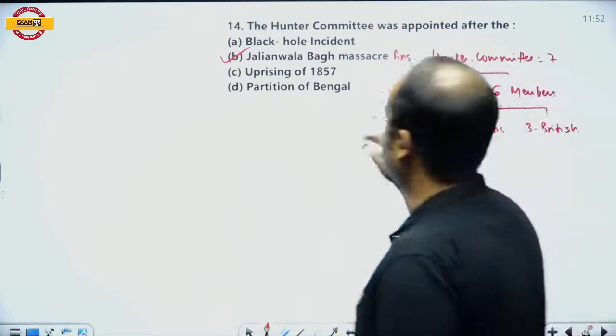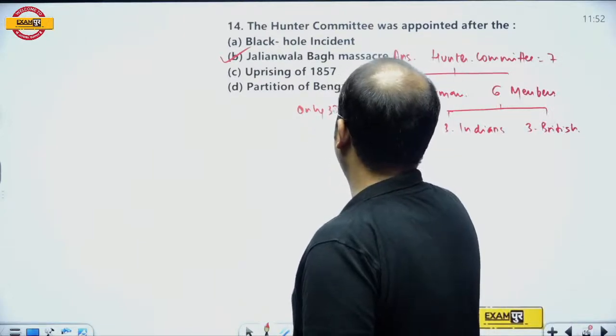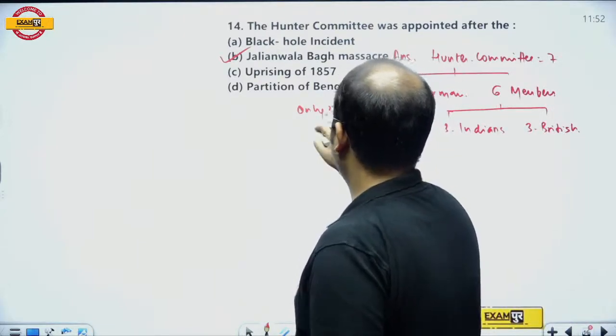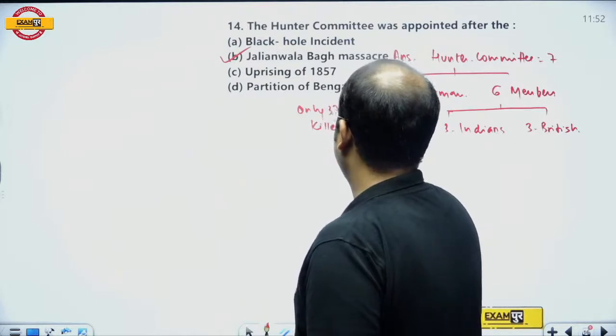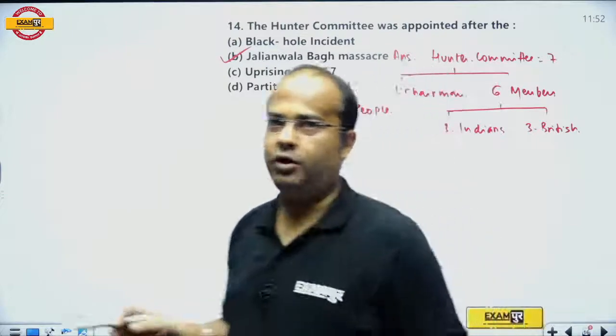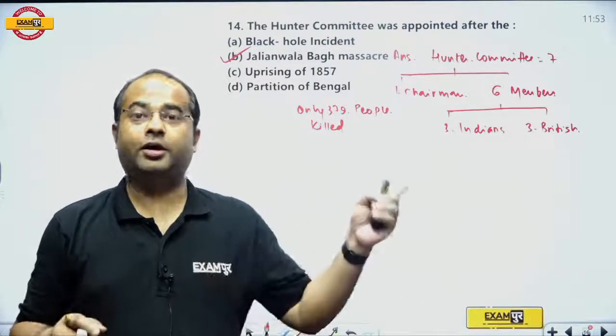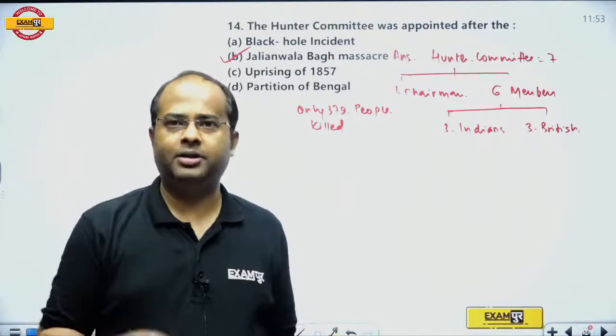This committee was appointed to investigate the Jallianwala Bagh, and according to it only 379 people were killed. That was a completely fake report, because they wanted to somehow protect General Dyer, who gave the order of firing on the innocent people.